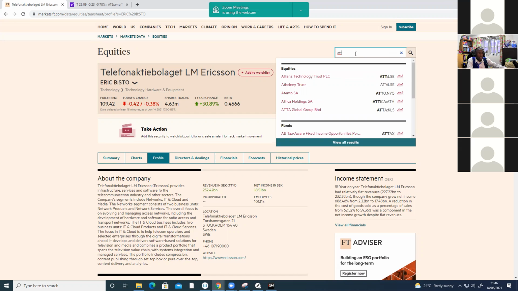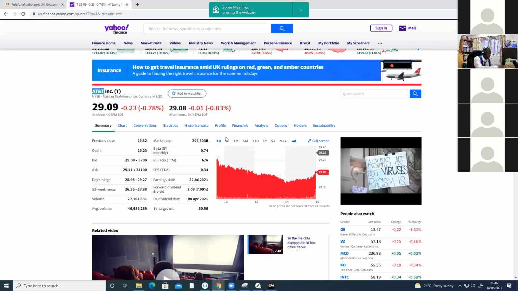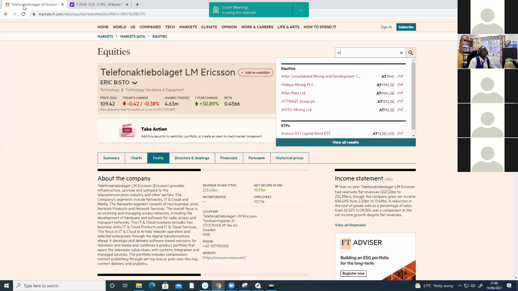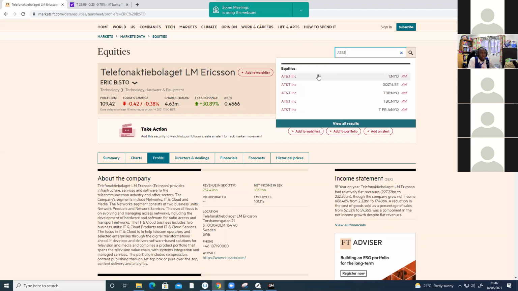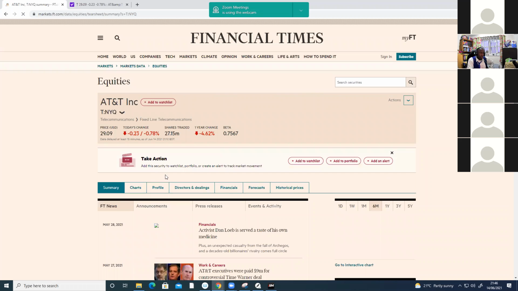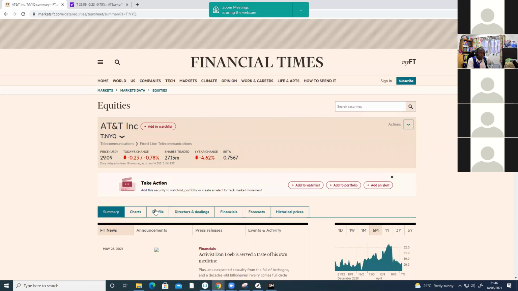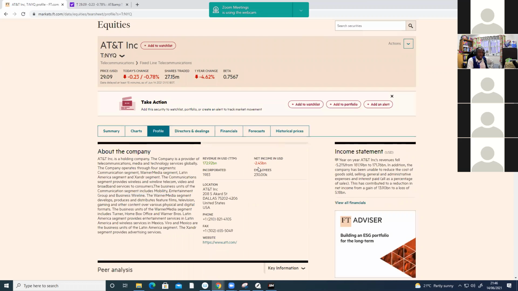Okay, so AT&T. Let me see what they call it here. They call it T. Okay, so AT&T, New York Stock Exchange. And then we'll go to profile. Look at that. AT&T, the net income is 2 billion, but remember they've got 230,000 employees.